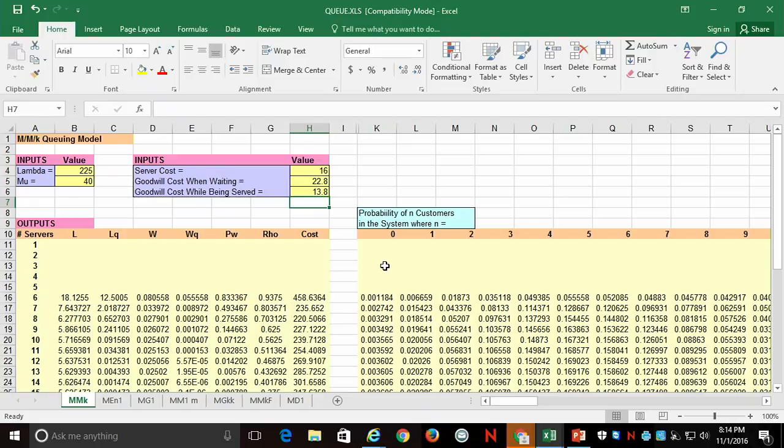So if I asked you what the optimal number of servers to have here, you would tell me what? 8. Okay, 8 servers. Now, as a textbook question, these aren't so bad to do. In real life, it's really, really, really hard to determine goodwill loss, right? It's really hard.